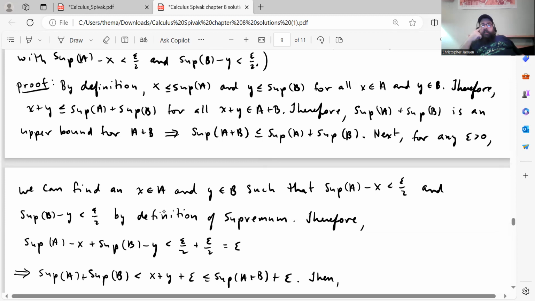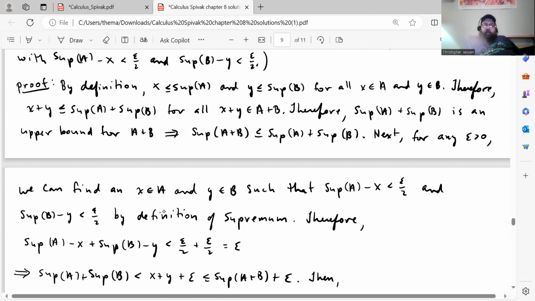Okay, so by definition, x is less than or equal to sup A and y is less than or equal to sup B for all x in A and y in B. Therefore, x plus y is less than or equal to the supremum of A plus the supremum of B, just from properties of inequalities, for all x plus y in A plus B. That's the answer to the question where he asked why up above. So therefore, sup A plus sup B is an upper bound for A plus B. That implies that sup(A plus B) is less than or equal to sup A plus sup B.